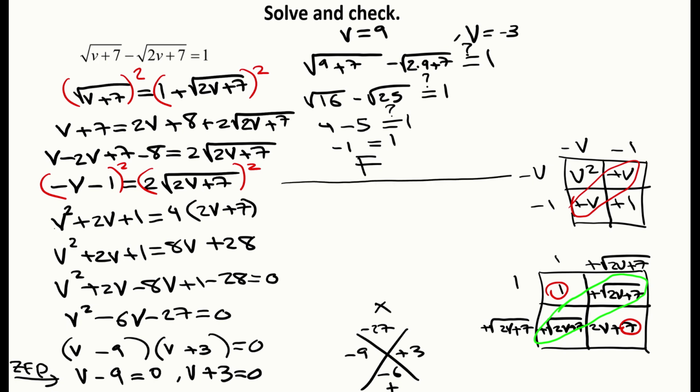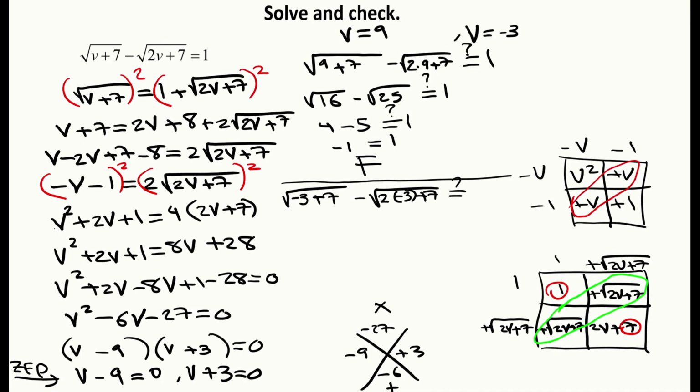Now we're going to go ahead and plug in negative 3. So we have square root of, in the original equation, negative 3 plus 7 minus the square root of 2 times negative 3 plus 7.